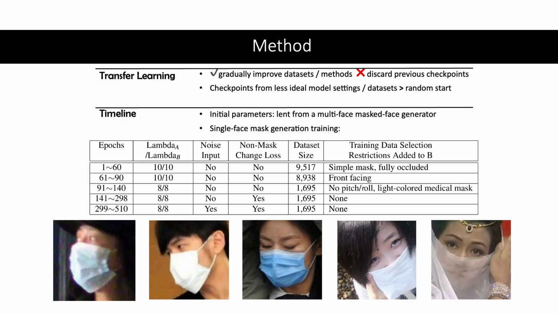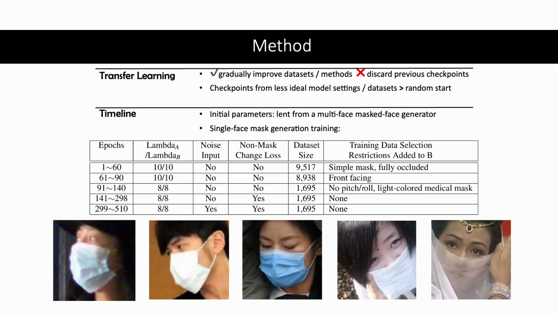For the single-phase mask generation itself, we first filtered the MAFA dataset by two labels, the simple mask label and the fully occluded label. After training for 60 epochs, we further filtered the data by a third label, the front-facing label. Then after epoch 90, we decided that the images in our dataset should not have pitch or roll rotations, and they should be limited to light-colored medical masks only. This last selection step is achieved by handpicking because MAFA didn't label these features.